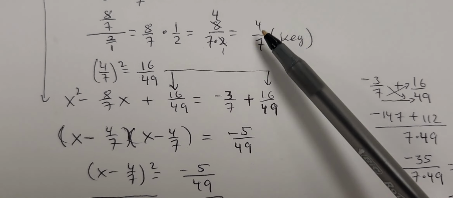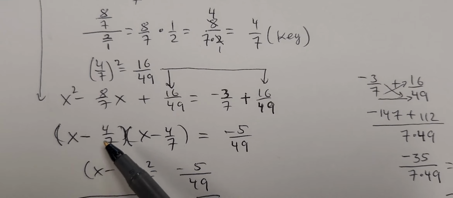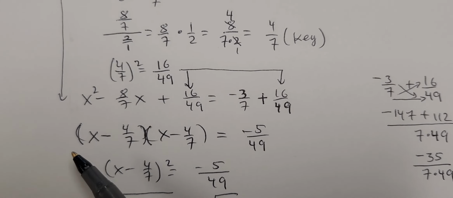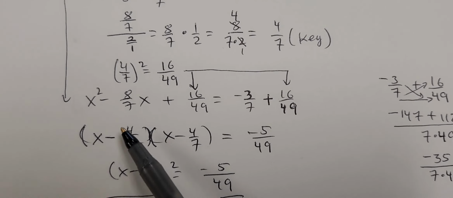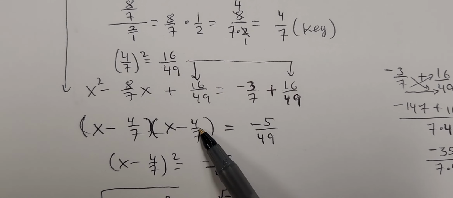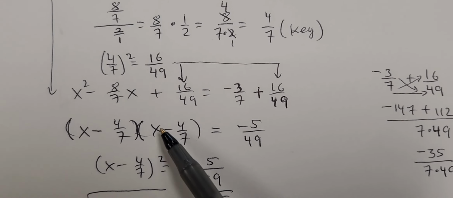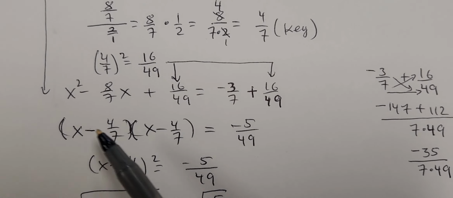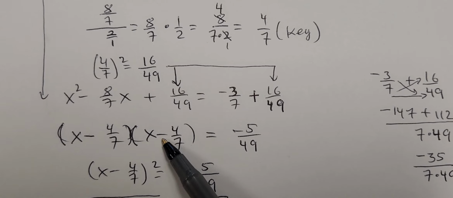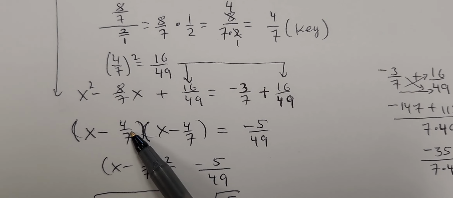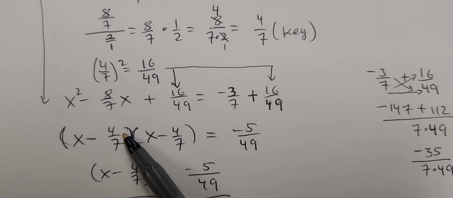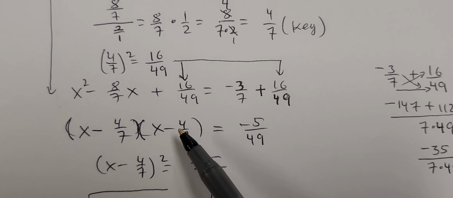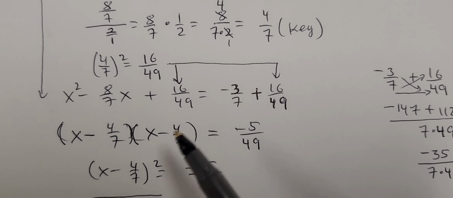Now put in the key. Here's my key, put it here and also in the other one as well. Because this is a square, you need 2 sets of parentheses, x in one and x in the other. This is a negative, so one negative and the other also a negative. Put in the key, 4 over 7, in both.